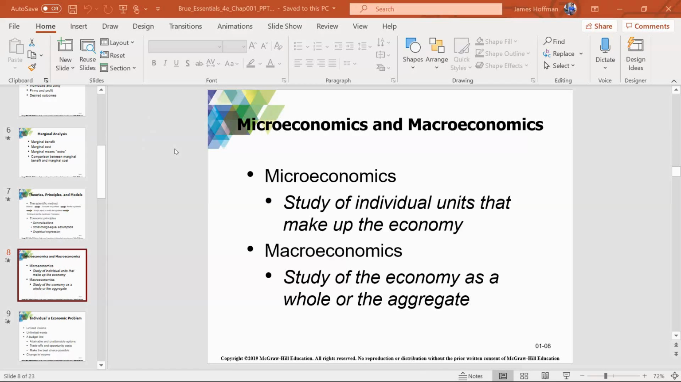Okay, so if you look at slide 8 in the chapter 1 PowerPoint, this is just a summary of the two types. There's two distinct fields of economics, micro and macro. Some researchers or economists just focus on one, but in an intro to economics course, I want you guys to understand the distinction. You're probably more familiar with macroeconomics because those are the big news stories.